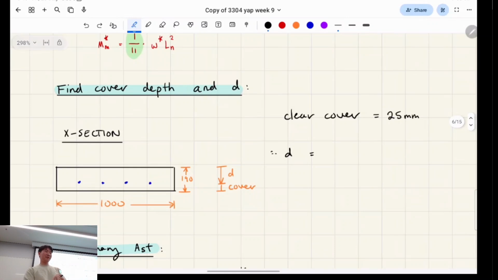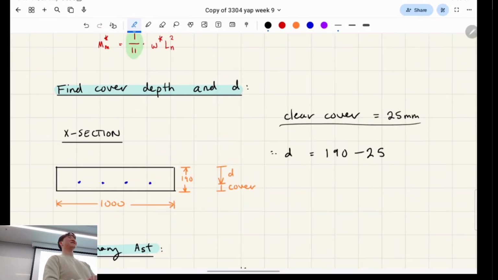What is our depth to cover? Like 165. Where'd you get that number from? Oh, 190 minus 25. Okay, so that's 175. Wait. No, 160. You're right, but it said the clear cover. What's the difference between the cover and the clear cover?